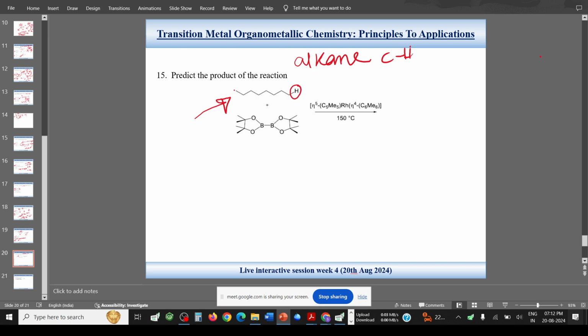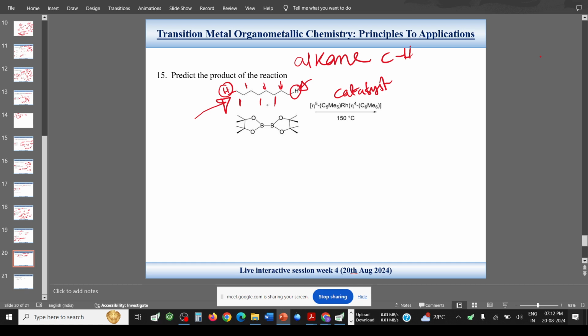This is the terminal one. Here also we have H. So we have the terminal CH, as well as, if we count, this is 1, 2, 3, again this. So multiple CH bonds are there. Using this catalyst, the rhodium Cp* (eta 5 C5Me5) with eta 4 C6H6 Me6, this catalyst is important. This question is very important from the exam point of view, because this catalyst activates this terminal hydrogen in the presence of this boronic acid ester.